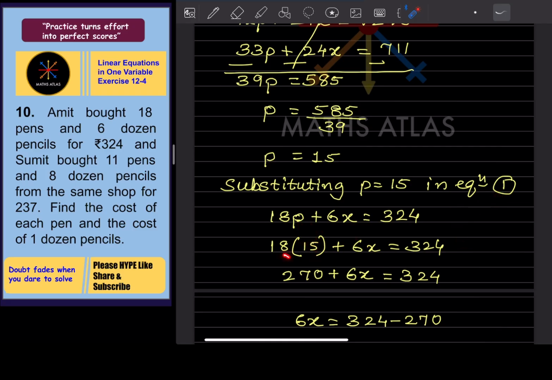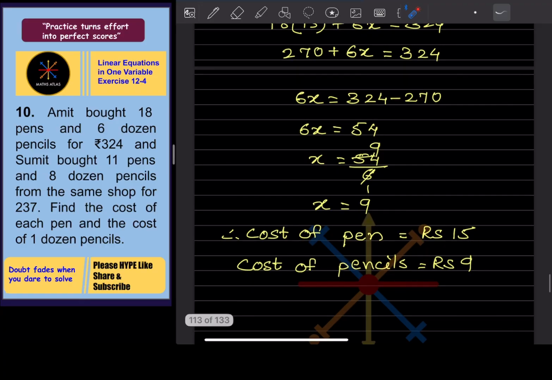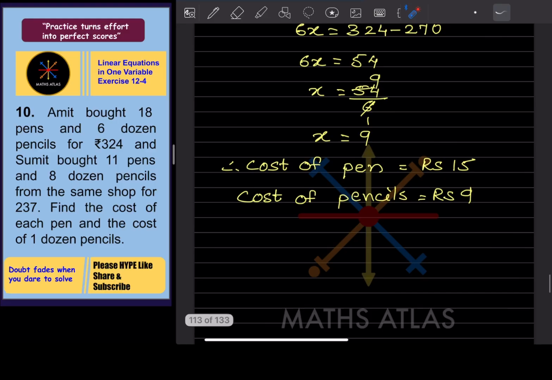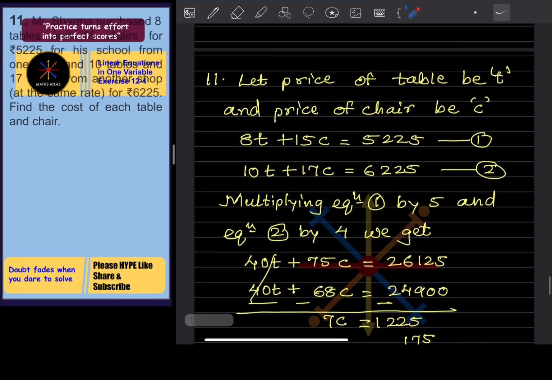This all the same. So this will be 270 plus 6x is 384. So 6x will be 324. So 324 minus this one will be 270. So 6x will be 54. So x is going to be 54 divided by 6, which is going to be 9. So cost of pen will be, because where cost of pen we have considered that as P, so that is 15 rupees, and the cost of pencils we have considered this as X, so which is going to be 9 rupees. So now let us go to the next question.